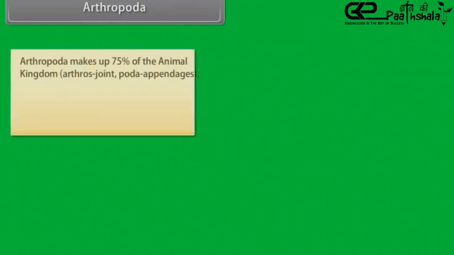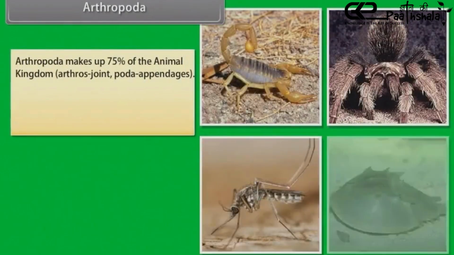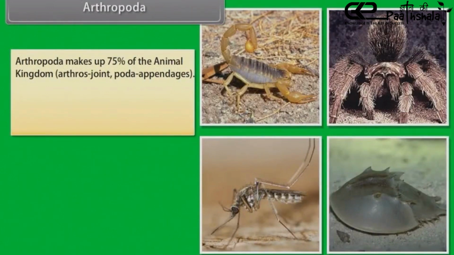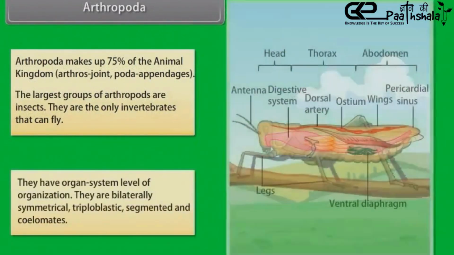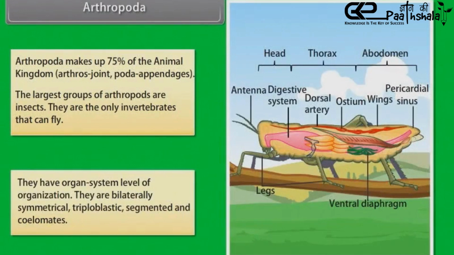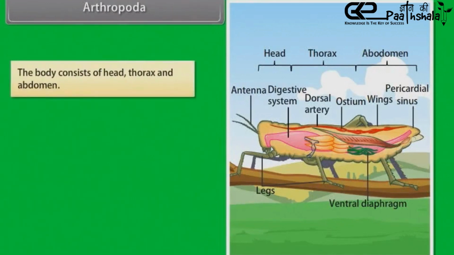Arthropoda. Arthropoda makes up 75% of the animal kingdom. Arthros means joint, poda means appendages. The largest group of arthropods are insects. They are the only invertebrates that can fly. They have organ system level of organization. They are bilaterally symmetrical, triploblastic, segmented and coelomates. The body consists of head, thorax and abdomen.